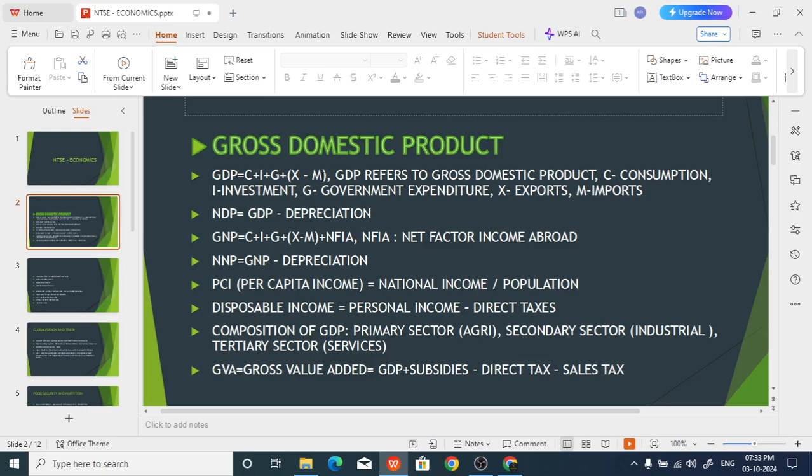There is a particular agency which calculates GDP. The government wants to know what the GDP is every time, so they will do it like this. Okay, then what is NDP? GDP minus depreciation. Suppose somebody, out of 10 rupees, is consuming 6 rupees.